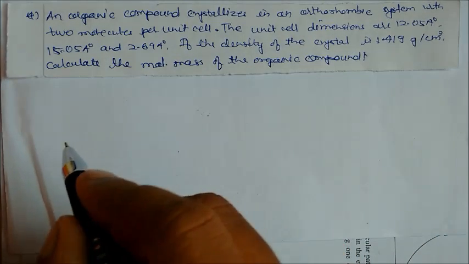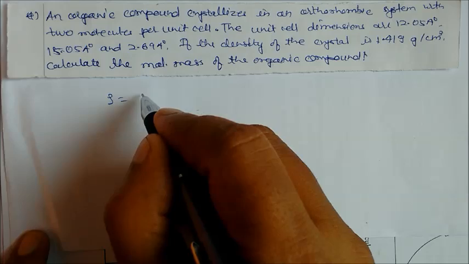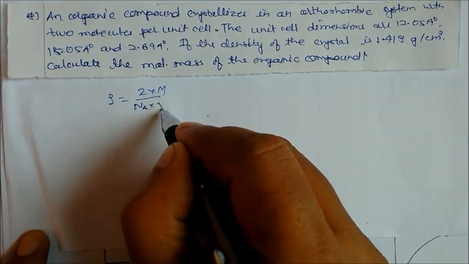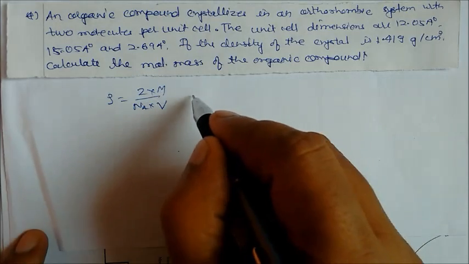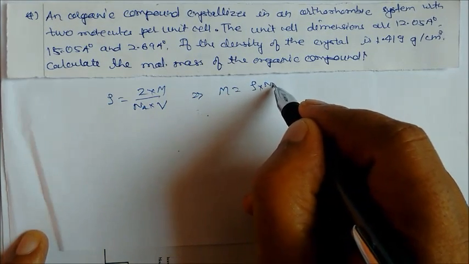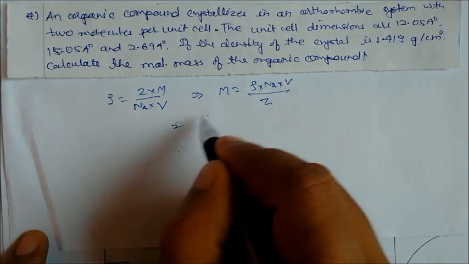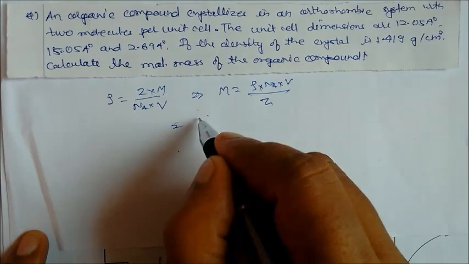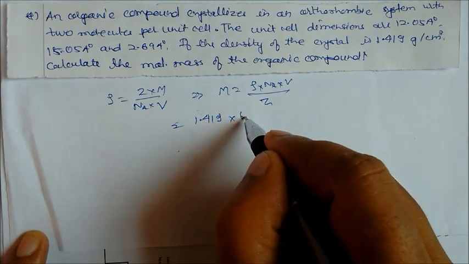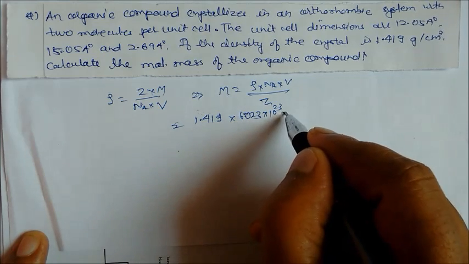You can use the same formula. Density of the unit cell is equal to Z into M divided by Avogadro number into volume. We have to find the molecular mass, so we can rearrange this equation: molecular mass equals density into Avogadro number into volume divided by Z. Every value is given here: 1.419 is the density, Avogadro number we know is 6.023 into 10 to the power 23, and the volume of the unit cell is given here.